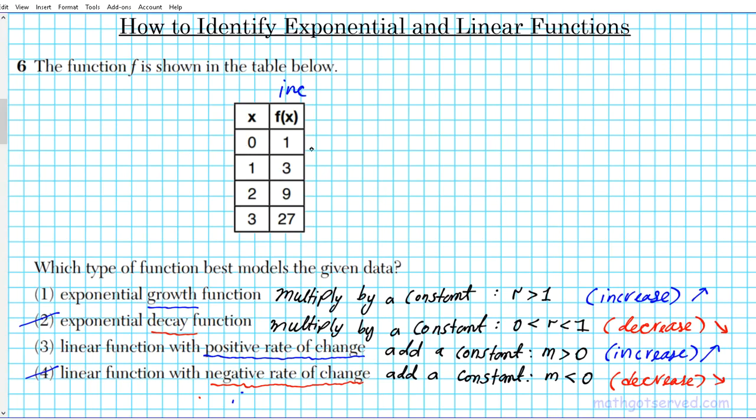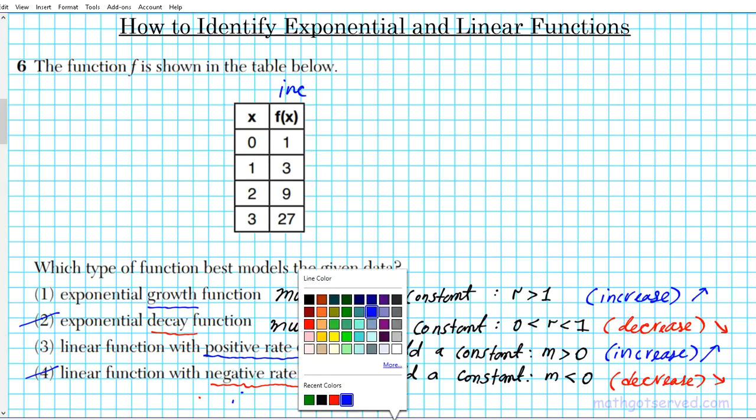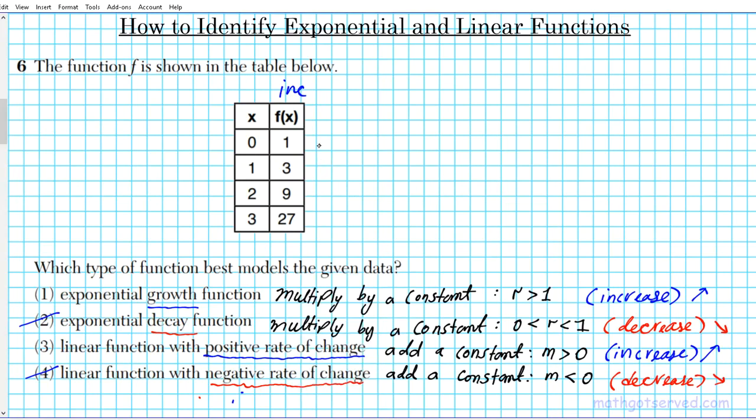Alright, now the growth factor or rate of change can tell us if it's linear or exponential. Alrighty, so let's take a look at it. Now let's act like we don't know what the answer is, all right? So we're going to look at this. If we go from 1 to 3, there are two possible things happening here. Either you add 2, okay, 1 plus 2 is 3, or you multiply by 3, all right?